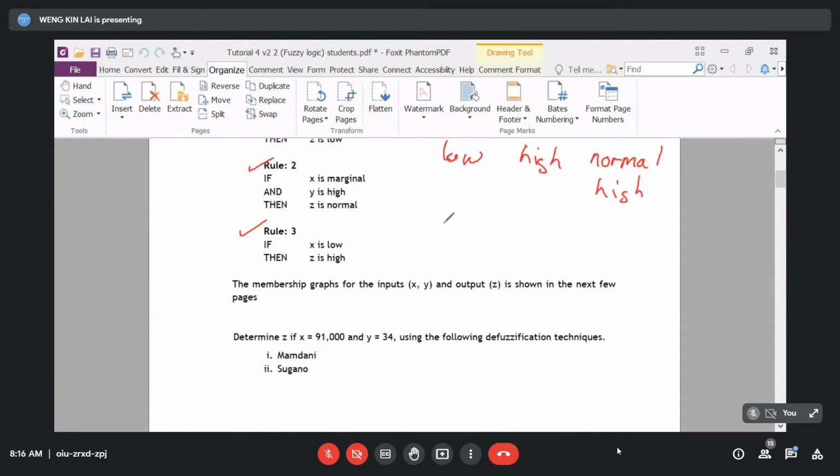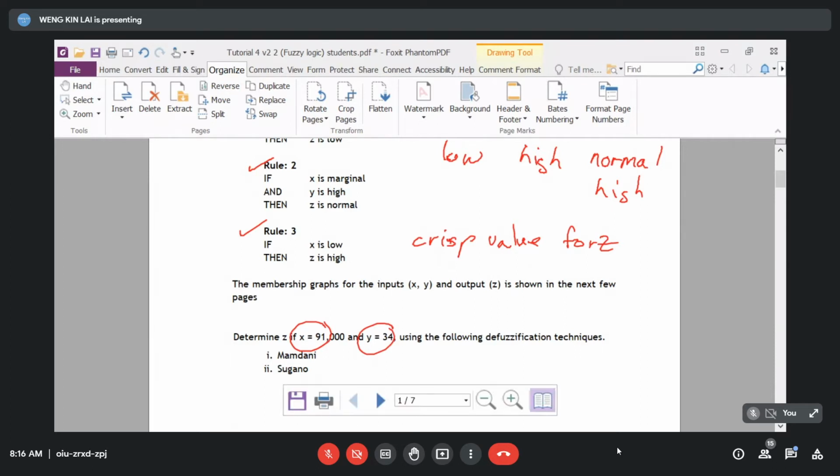Now you're asked to determine what should be my output, the crisp value for Z, when your X is 91,000 and your Y is 34. So what's the next step? What should I do next? Maybe some of you can try. If not, I will invite some of you.